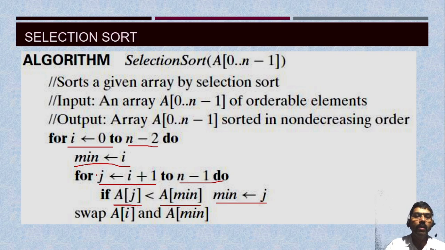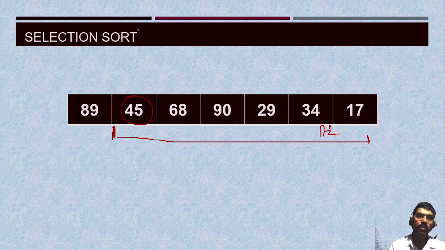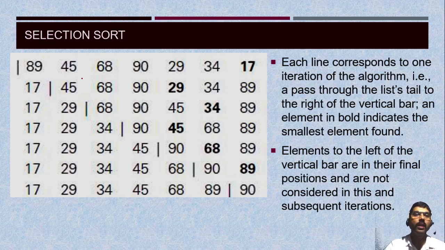Now once all the passes are completed, we find that the minimum contains the smallest element in the unsorted list, so you just swap it. The minimum is exchanged with the first element. That is called selection sort. Now we will study that concept here.